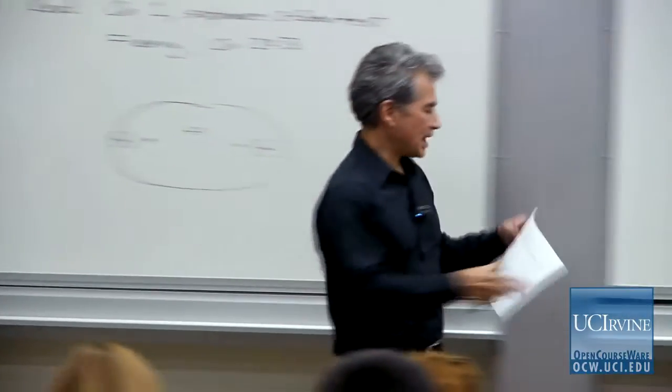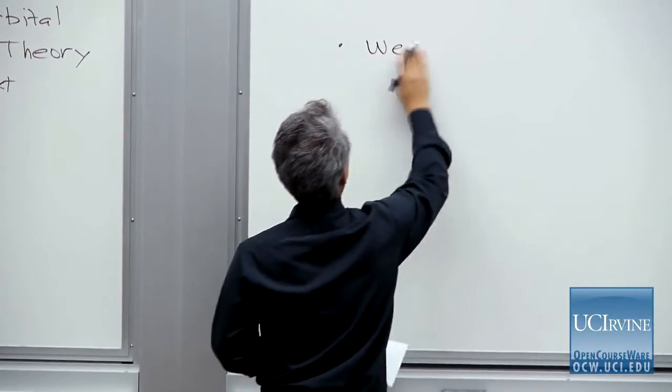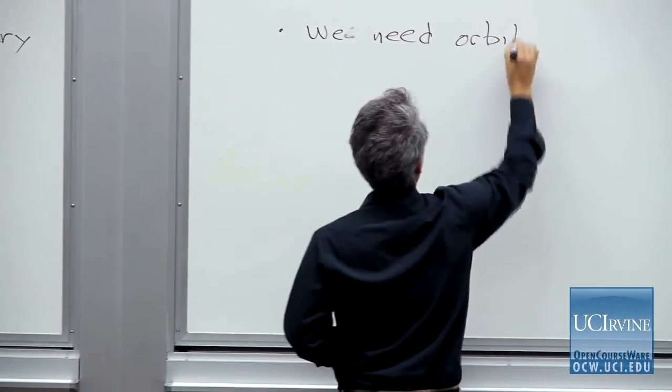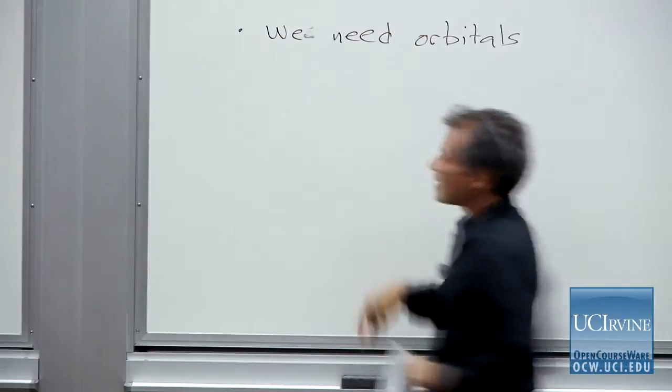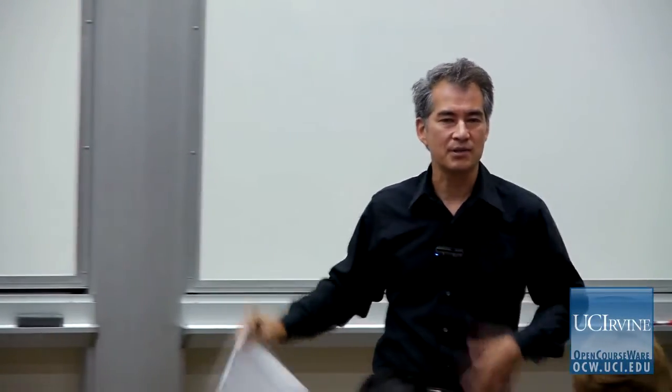So we have two simple outcomes to that. One is we need orbitals. We need some sort of mathematical description of the probability of finding an electron smeared all over the place around those two hydrogen atom nuclei.